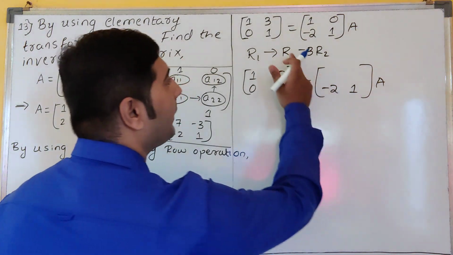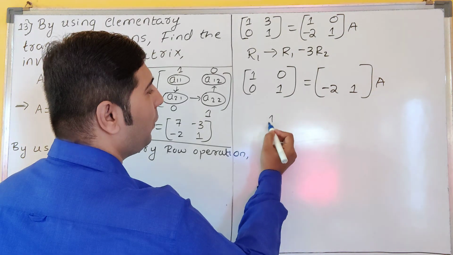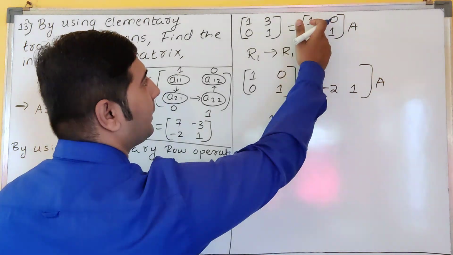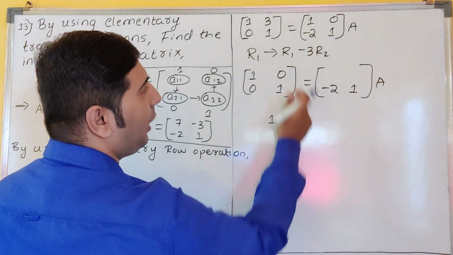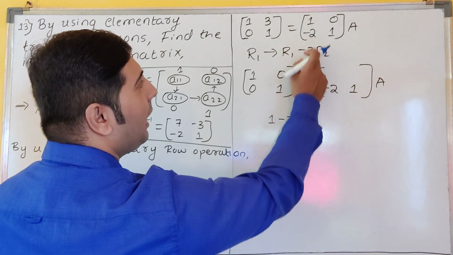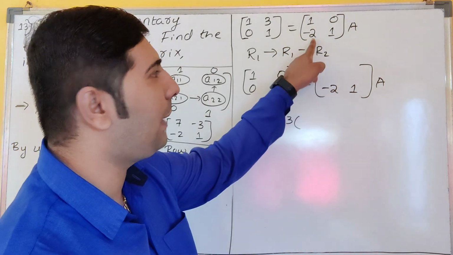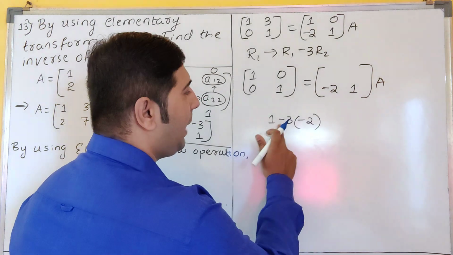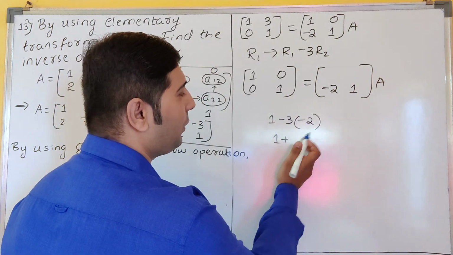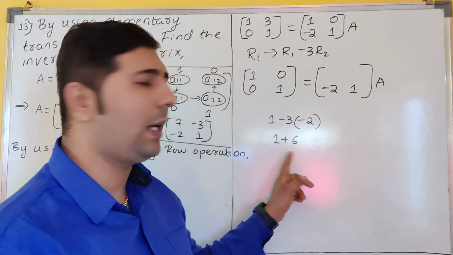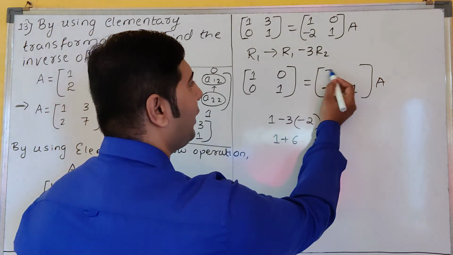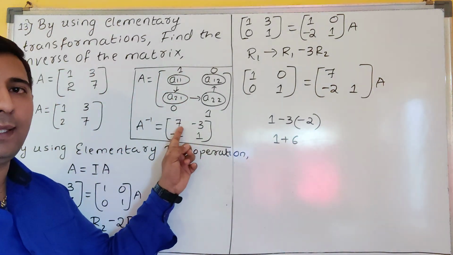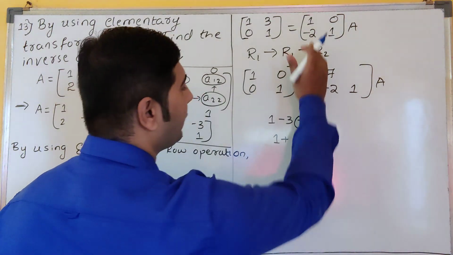So now see, R1 is how much? 1. R1 minus 3 you write. The operation I am applying is minus 3. R2 is how much? R2 is minus 2, or not? R2 is minus 2. Minus into minus is plus; 3 twos are 6. 1 plus 6 is how much? 7, or not? You see 7 is there? Yes or no?